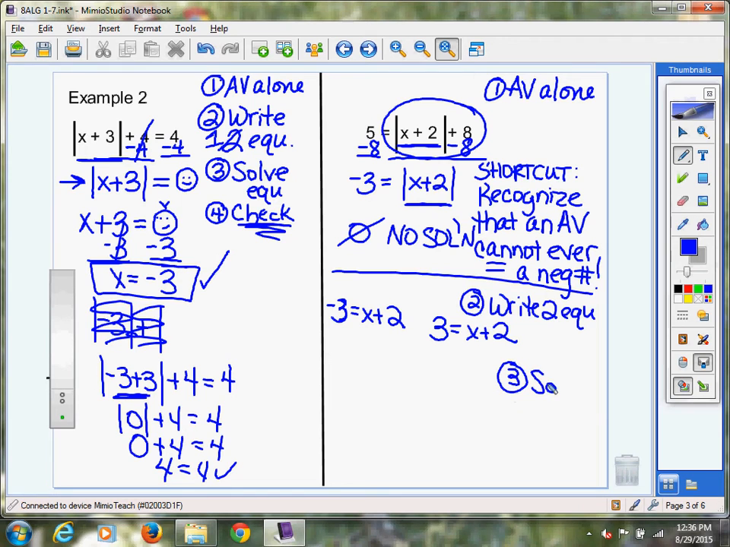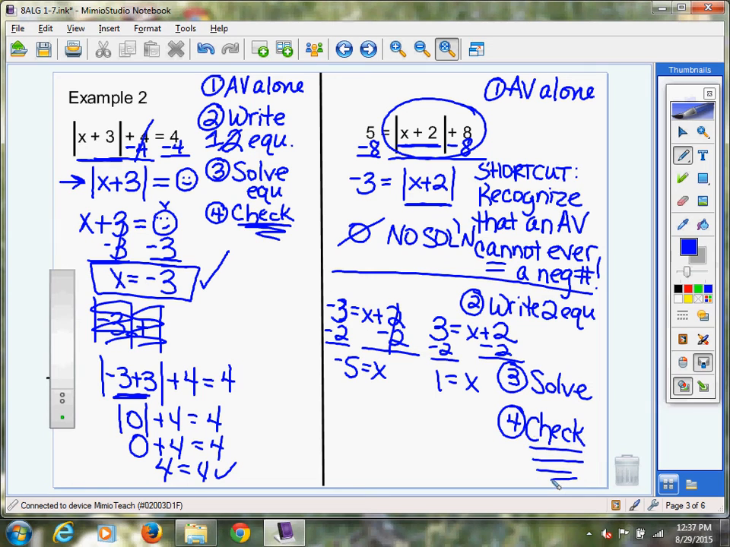All right, so now solve for each of them. So I'm going to take away 2, and I've got -5 equals x. Take away 2, and I've got 1 equals x. Okay, now just because you've got 2 answers for x doesn't mean that they actually are the answers. That's why, people, we need to check your answer. Once you check your answers, it will be abundantly clear whether you can use them or cannot use them.